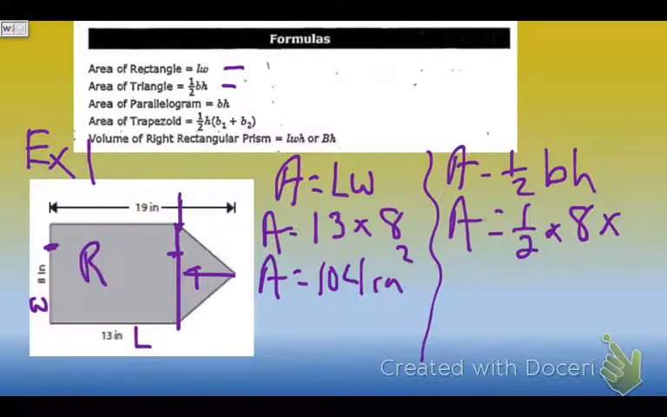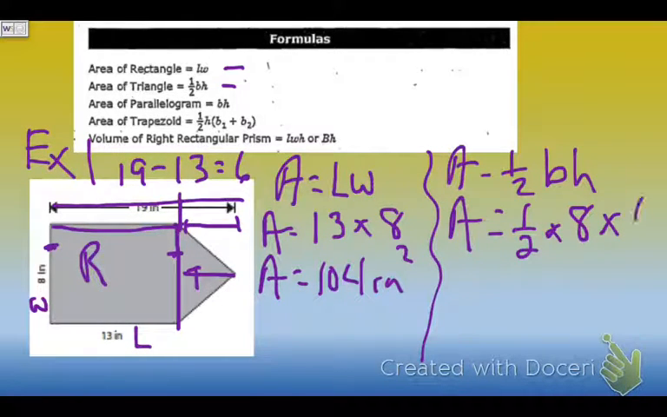And if I look at this point, this whole line right here is 19 inches. But this, from here to here, is 13. So I want to find out what it is from here to here. Well, I'm going to take 19 and subtract 13, and I'm going to get 6. That is my height. So I'm going to take 1/2 times 48. That's 48. And 1/2 of 48 is 24.